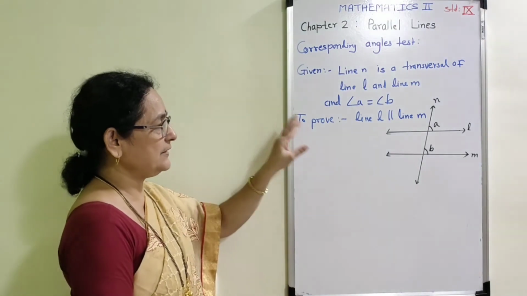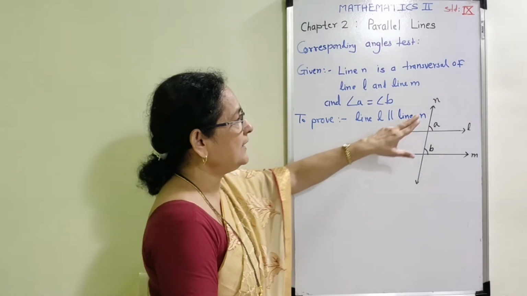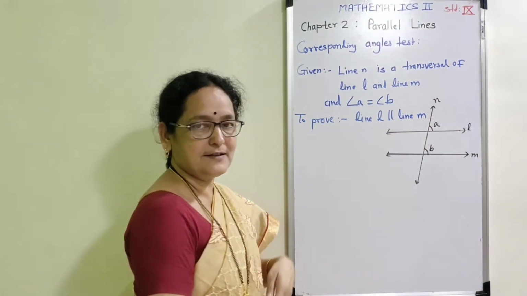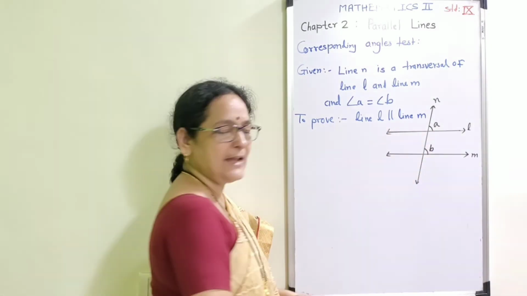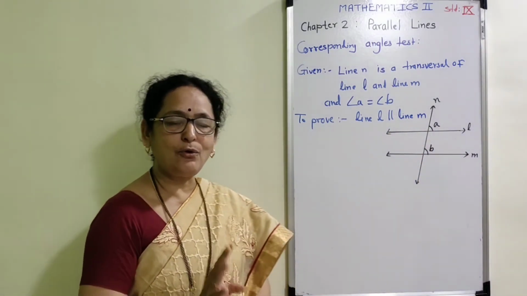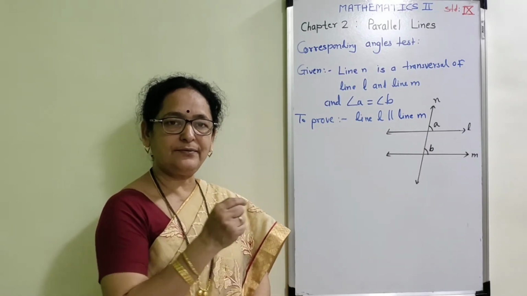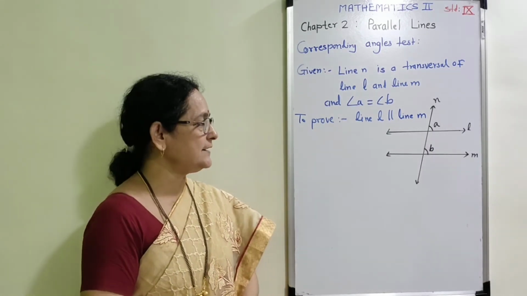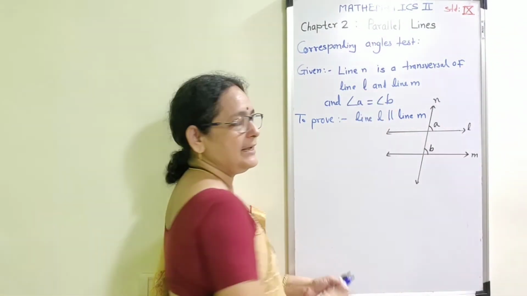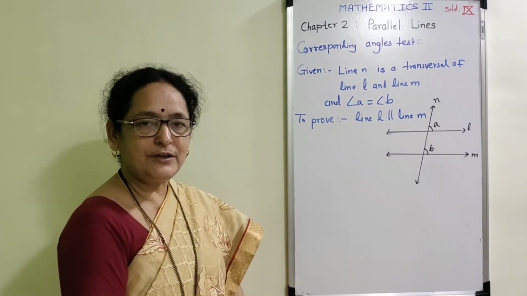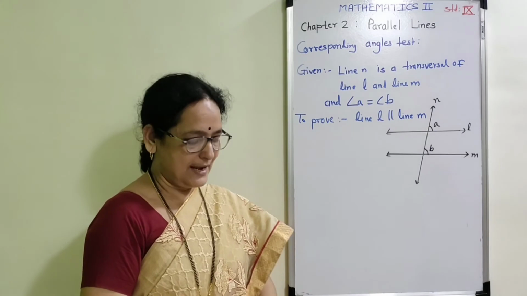Now observe the given figure. In figure, line L and line M, two lines are given, and line N is their transversal, and they have given that one pair of corresponding angles is congruent. Actually there are four different pairs of corresponding angles. From those four pairs, one pair of corresponding angles is given congruent to each other. In given, they have given that angle A is equal to B. We are going to prove that in this case line L is parallel to line M.